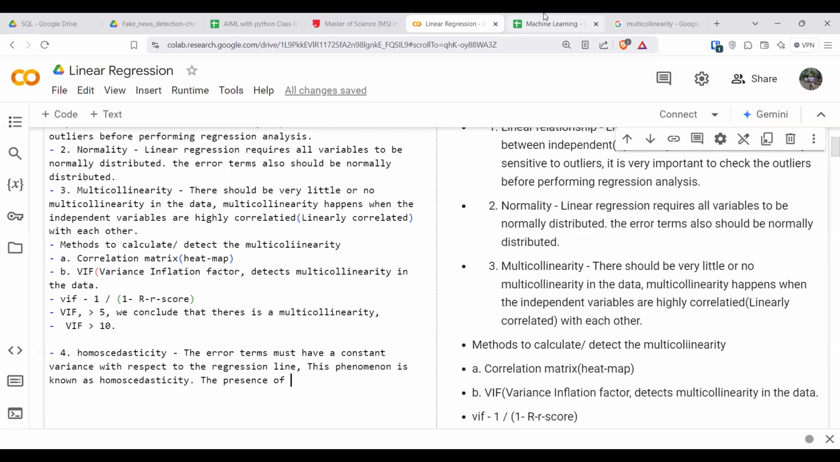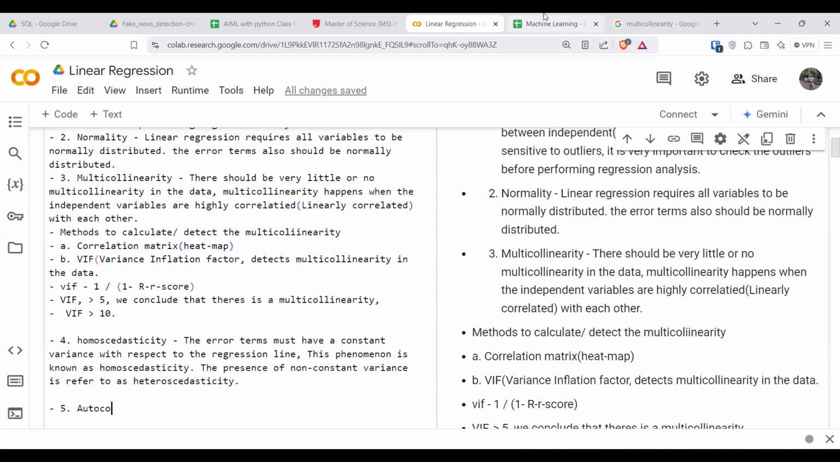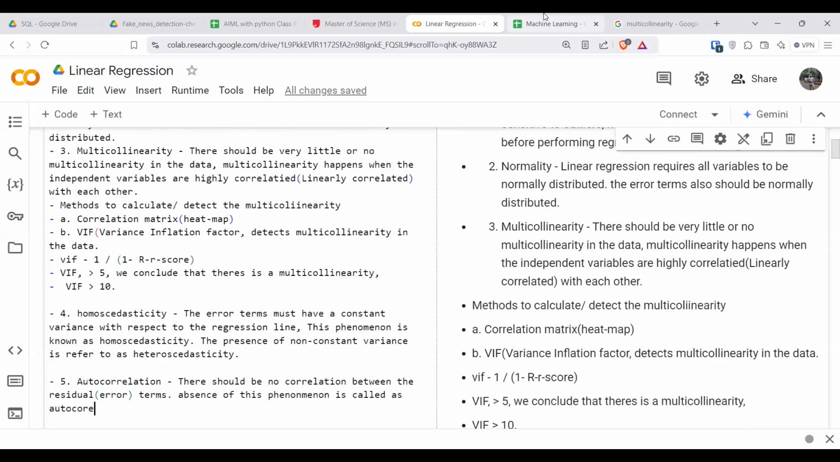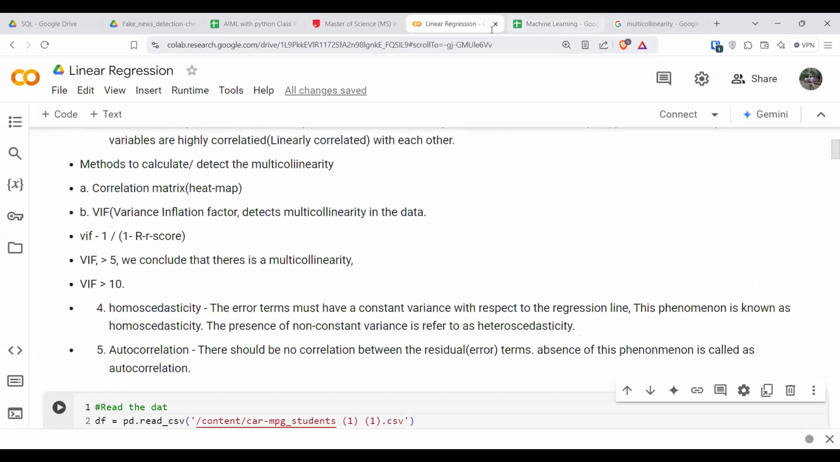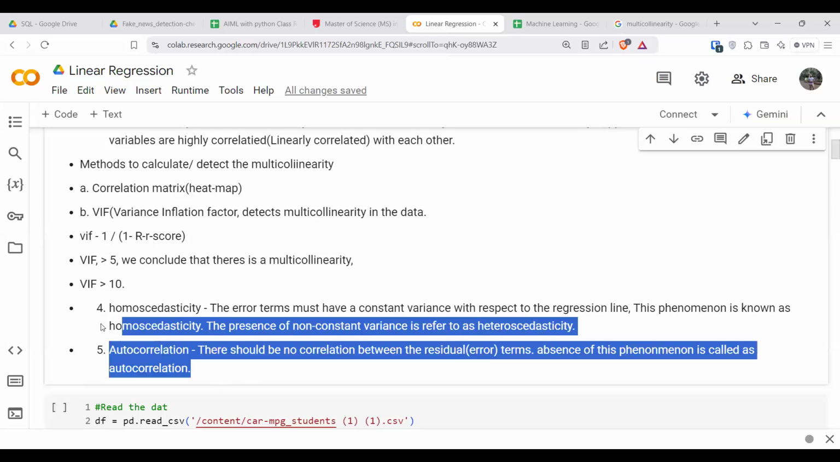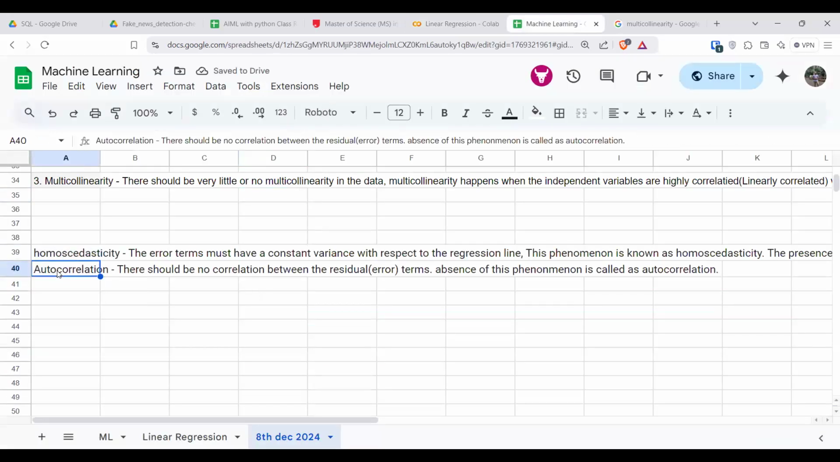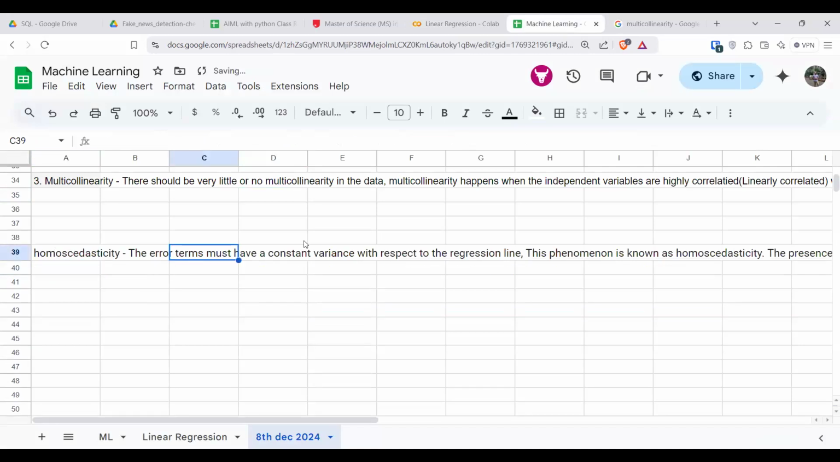And last but not the least, it is autocorrelation. It says there should be no correlation between the residuals, that is your error terms, and absence of this phenomenon is called autocorrelation, right? So there should be no correlation between the residual terms. We'll discuss these two points separately. The first point is homoskedasticity, and what is that? Homoskedasticity means the error term must have a constant variance with respect to the regression line.